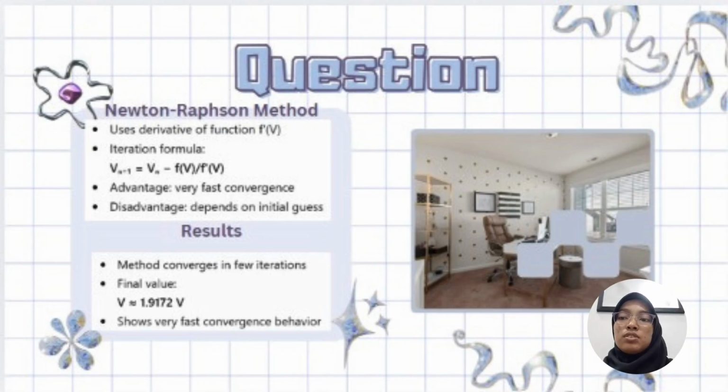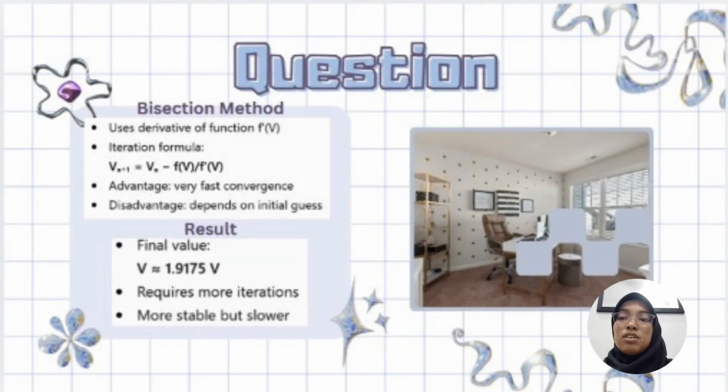For the Newton-Raphson method, we start with an initial guess of V0 equals 0.0. This method uses the derivative of the function and gives faster convergence. After several iterations, we obtain the final value of V approximately 1.9172 volt.